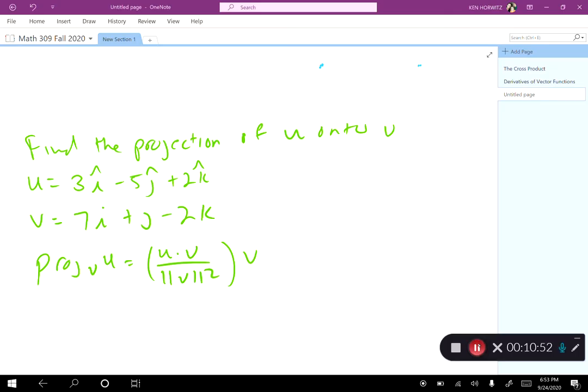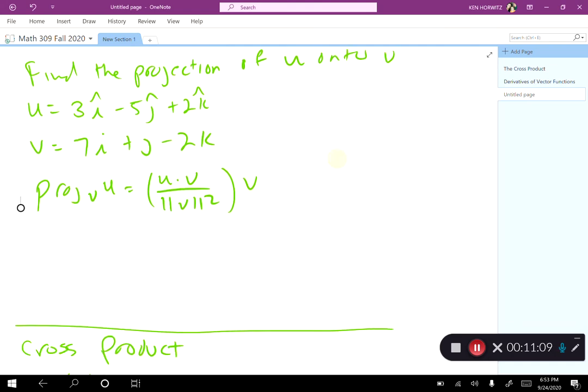All right, so we're on to the next problem. We're going to talk about finding the projection of U onto V. Now, this is an application of the dot product, and we're not necessarily going to talk about the application, just more about how to do it. So we're going to do the dot product of U dot V, and then the magnitude of V and square it.